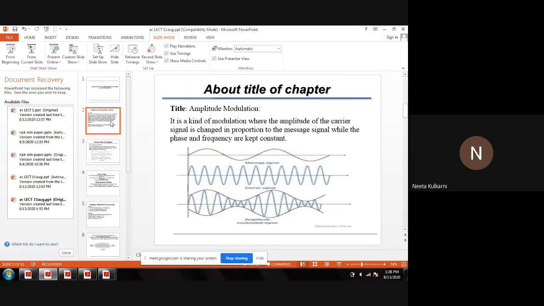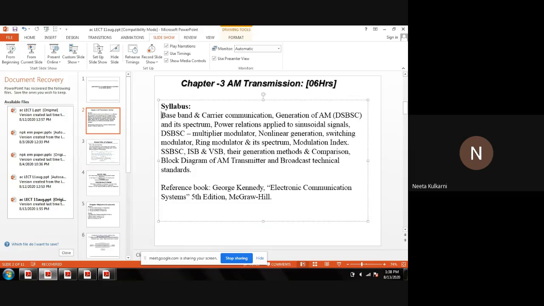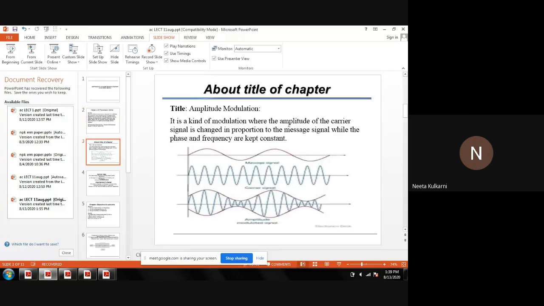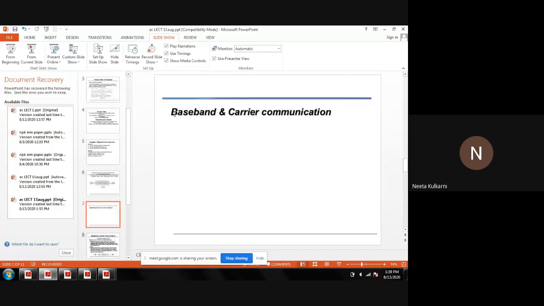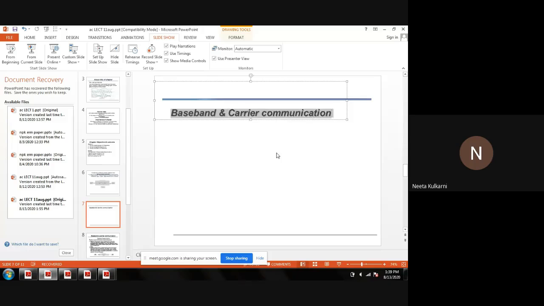Now the first point in this chapter. If you see the syllabus, actually the point is repeated, but since we are starting modulation now, they have taken the concept again in this chapter: first, baseband and carrier communication. Actually this point we have studied, in the first chapter. As it is the basic point in modulation, we are again going to see it. So the first point in this chapter is baseband and carrier communication.